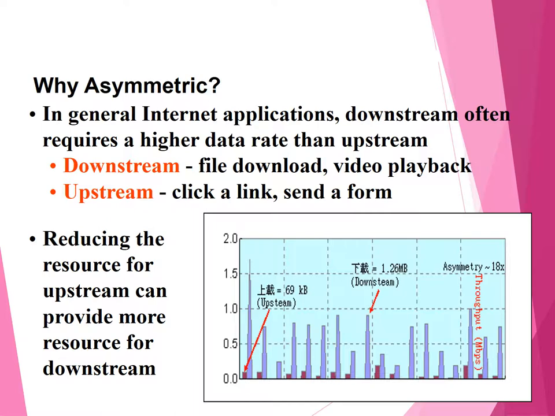Why asymmetric? Internet applications' downstream often requires a higher data rate than upstream. Downstream: file download, video playback. Upstream: clicking a link, sending a form. This reduces the resources for upstream and can provide more resources for downstream.